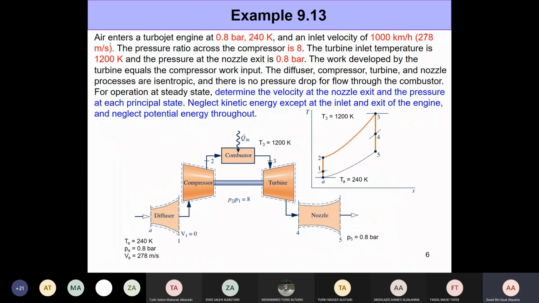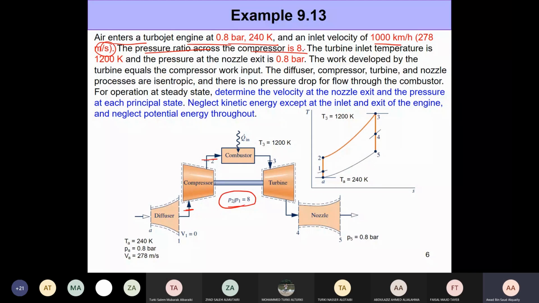So here we have air entering a turbojet engine at these conditions. The inlet velocity is given as 1000 kilometers per hour, which is equivalent to 278 meters per second. The pressure ratio across the compressor is 8. That is, the pressure at the exit of the compressor, P2, divided by the pressure at the entry of the compressor, P1. So P2 by P1 is 8.